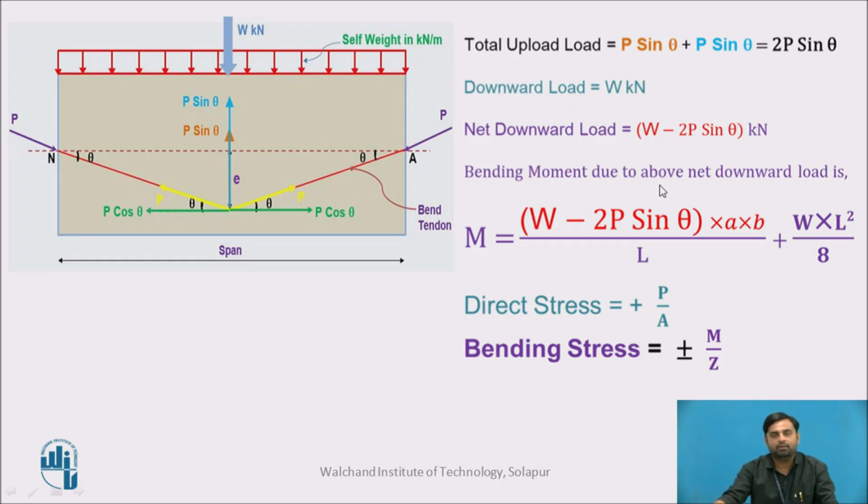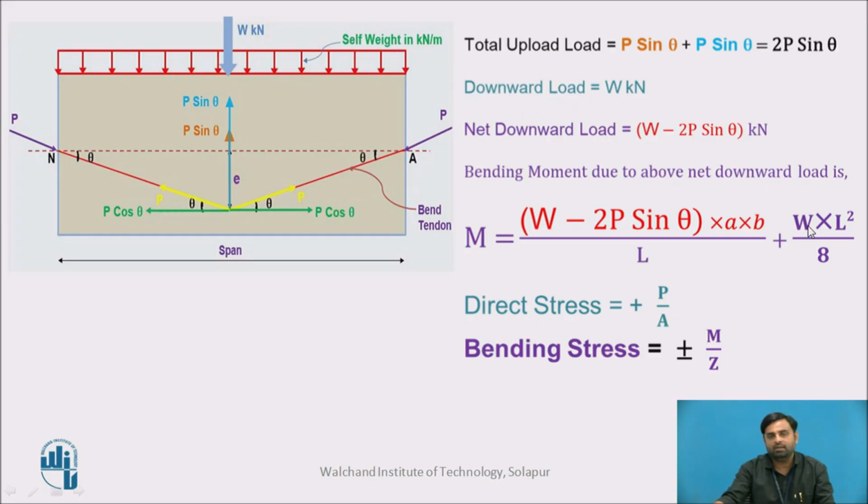So the bending moment due to the above net downward load is M equal to, we need to consider this net load, (W minus 2P sin theta) into a into b divided by L. This is the generalized formula for a point load acting on a beam, W a b by L. So instead of W, here we are considering the net load, W minus 2P sin theta, plus W L square by 8. This W L square by 8 is for the self weight.